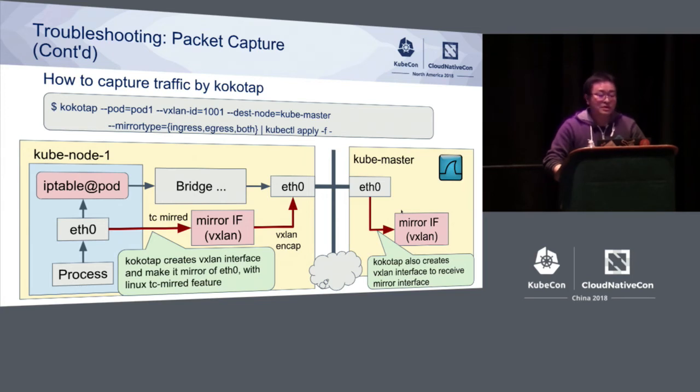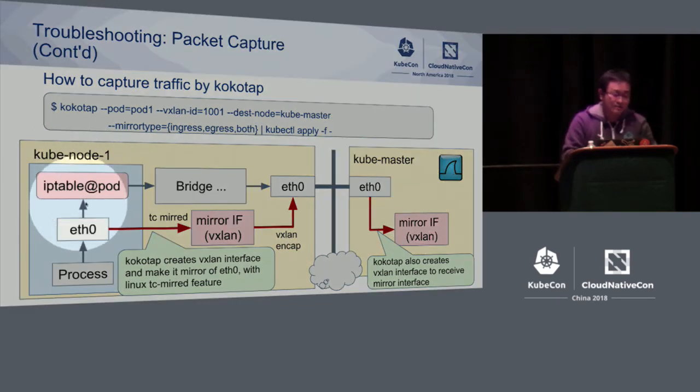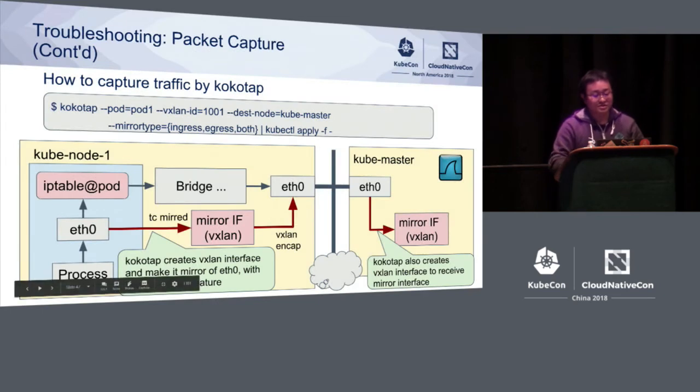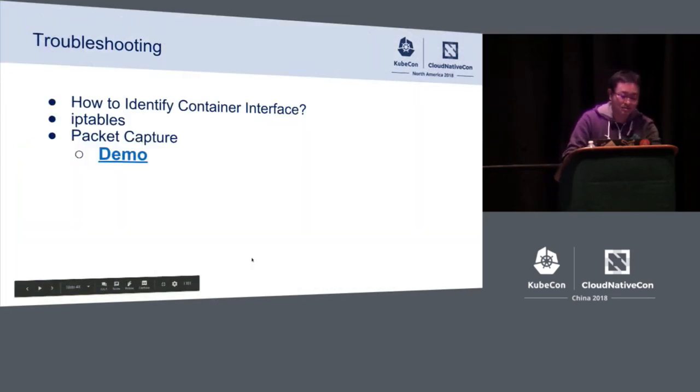And the mirror type shows which direction of eth0 we are capturing. If we choose ingress, at that time only the traffic from outside to the pod is captured to this mirror interface, and egress is the opposite, so we only capture traffic from the pod to outside. Both is just ingress plus egress. Okay, let's do the demo.